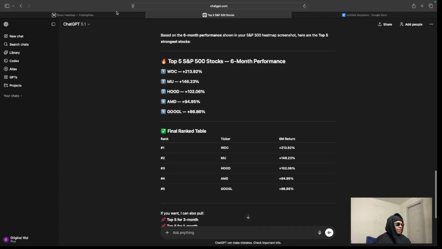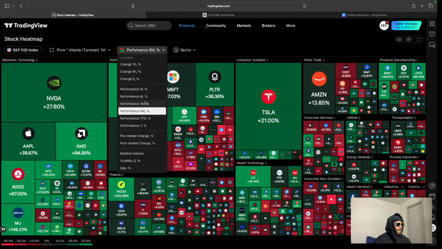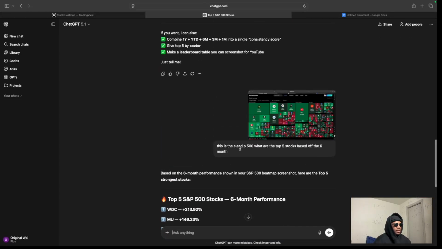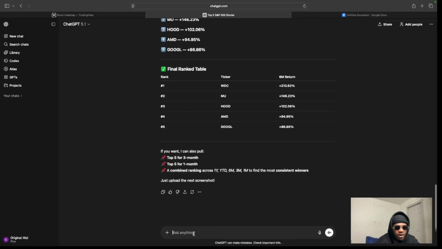What's after the 6 month that I screenshotted? The 3 month. Now I'm actually in ChatGPT. Based off this, the same thing. So we're gonna go over the broader market, which is the S&P.